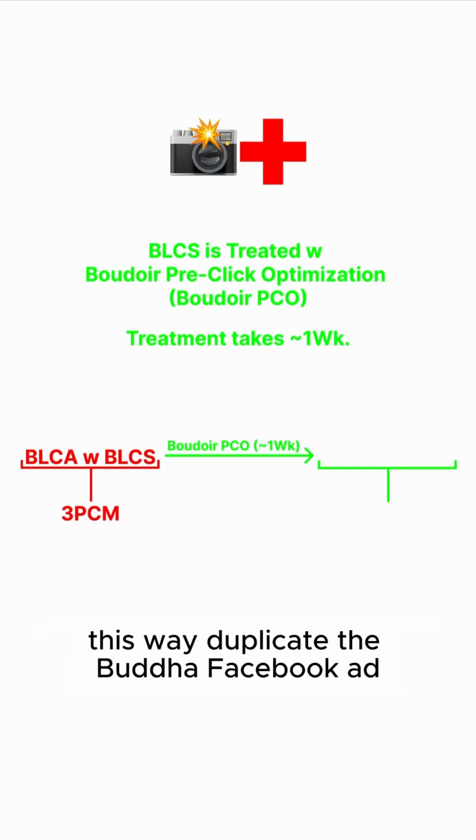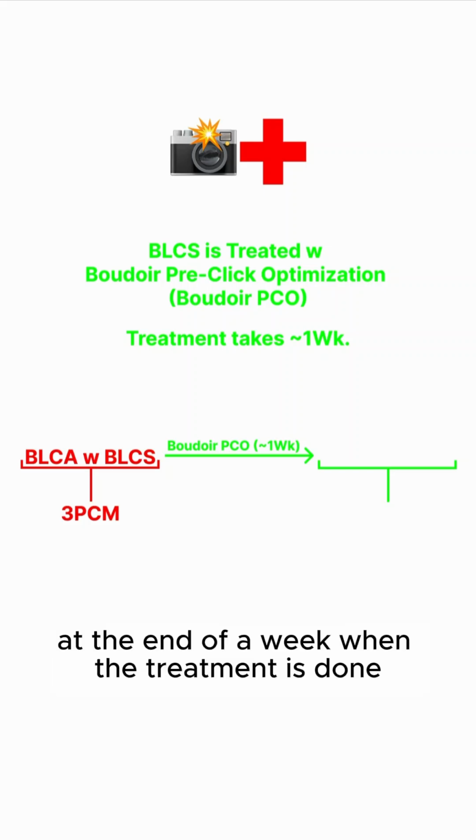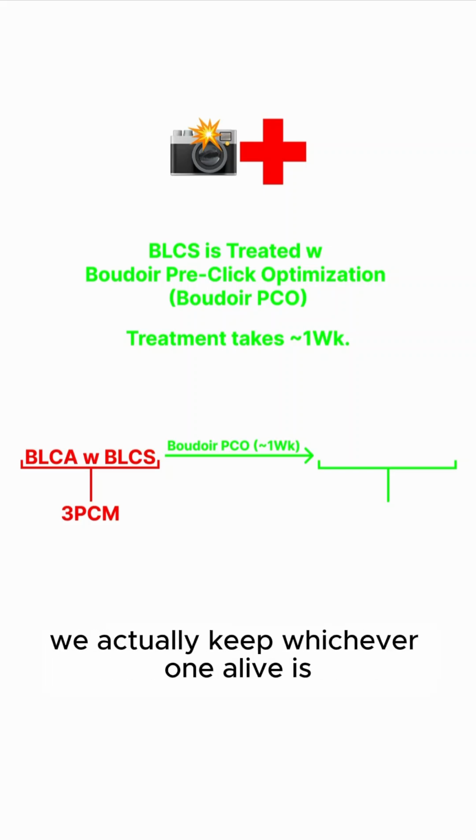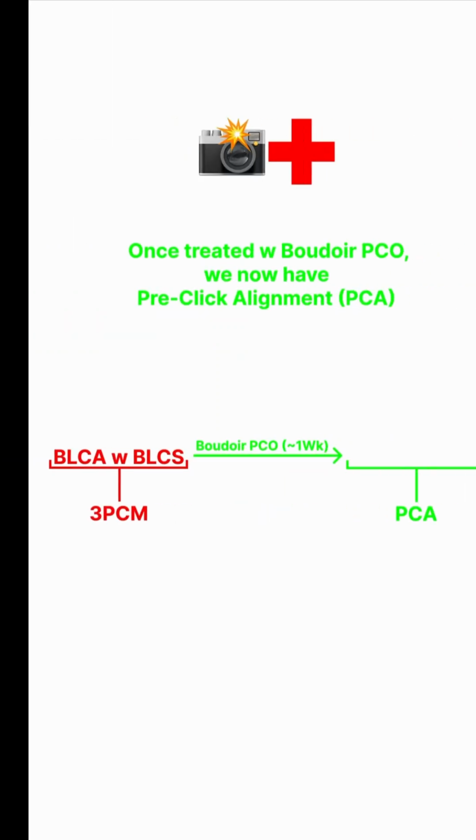This way we duplicate the boudoir Facebook ad, leave the original ad as it is. We treat the duplicated one, run it in parallel. And at the end of a week, when the treatment is done, we actually keep whichever one is producing the best results or has the best metrics.